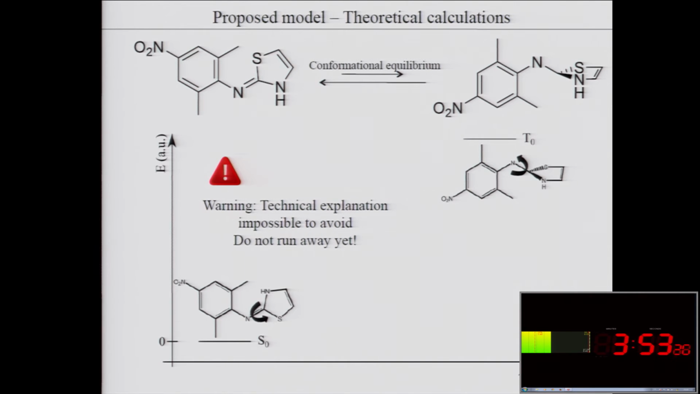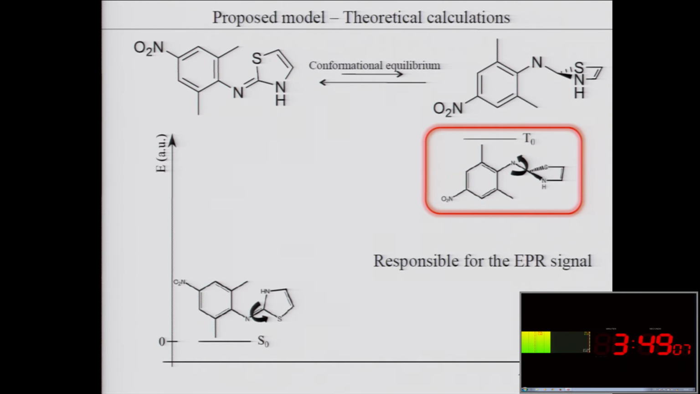This might say nothing to you, but basically the message that you have to keep in mind is that through this torsion of an angle, a species that shows a radical character becomes accessible, and it is responsible for the EPR signal that we have measured experimentally.